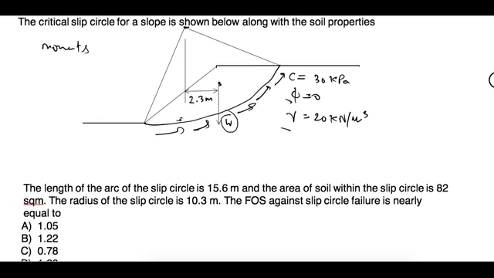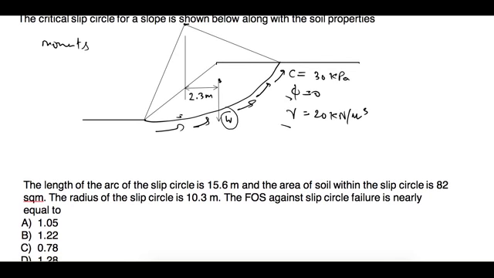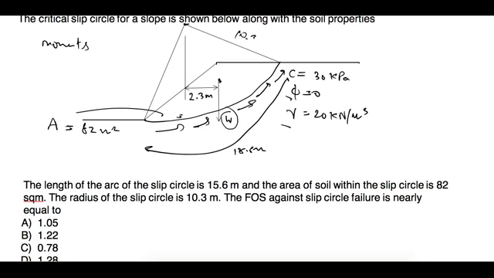So what else is given to find that? The length of the arc of the slip circle is 15.6 meter. So this arc length is given as 15.6 meter. The area of soil within the slip circle, that is area, is given as 82 meter square. Radius of slip circle is 10.3 meter. This radius is given. Factor of safety against slip circle failure: here we have to find out the factor of safety.